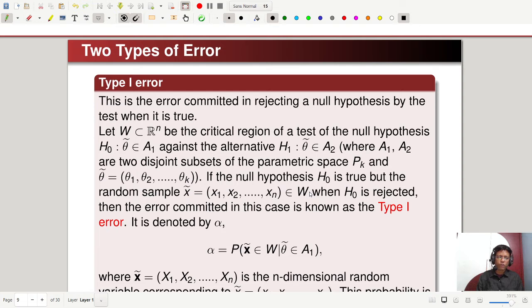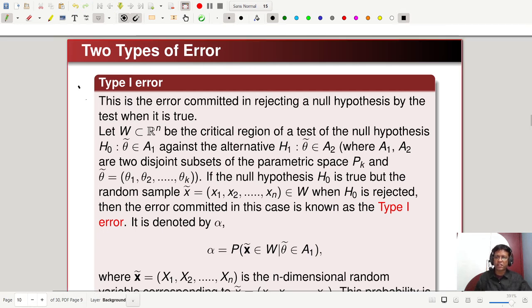Once again, I want to repeat the critical region. The set of values of the test statistic which leads to rejection of the null hypothesis is called the critical region. If you want to say it in one sentence, the set of values of the test statistic which leads to rejection of the null hypothesis is called the critical region.